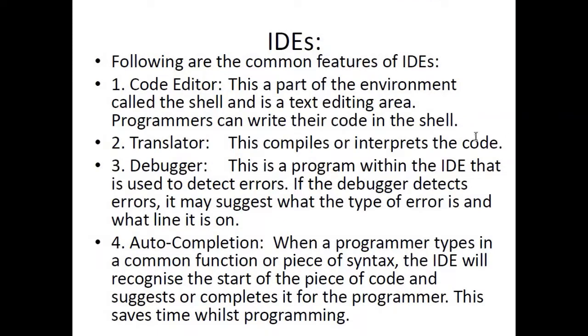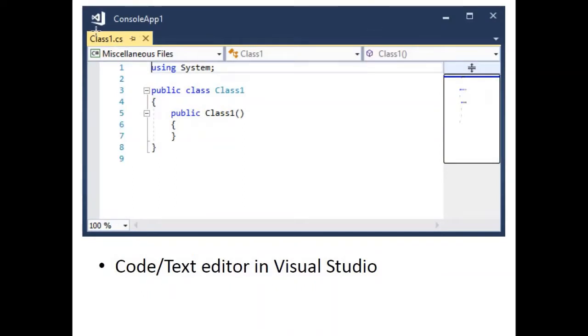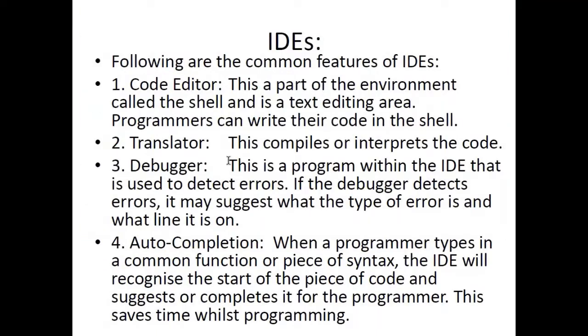Translator. This compiles or interprets the code when you run it. There's a button over here for it to run the code, in the file menu or on one of the ribbons, and when you click on it, either a compiler or an interpreter runs.